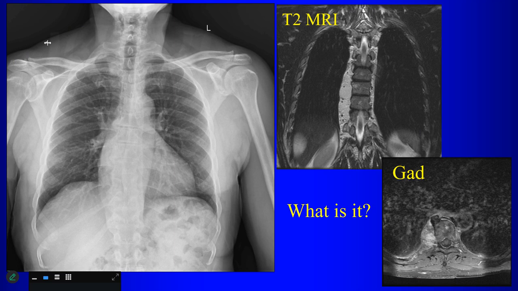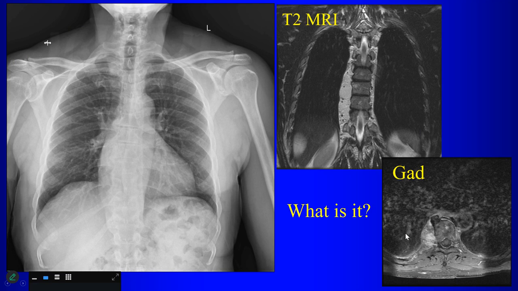Could be like a paraganglioma, like an inner sheath, right? What's the signal characteristic on T2? It's very bright, right? So it's hyperintense on T2, with much enhancement with gadolinium.